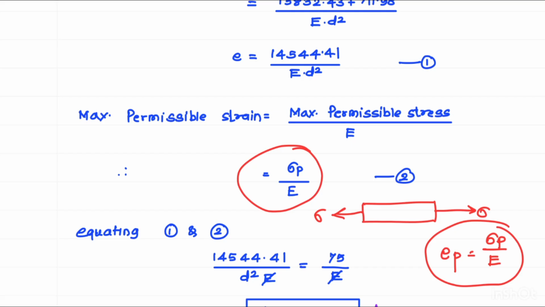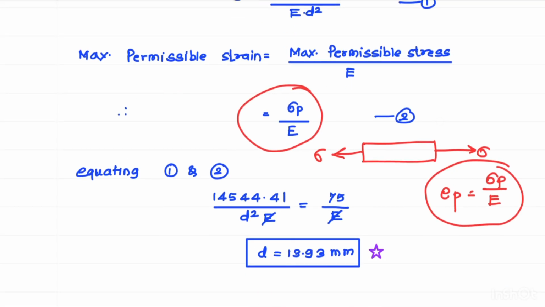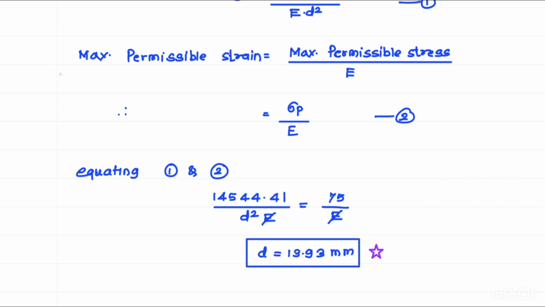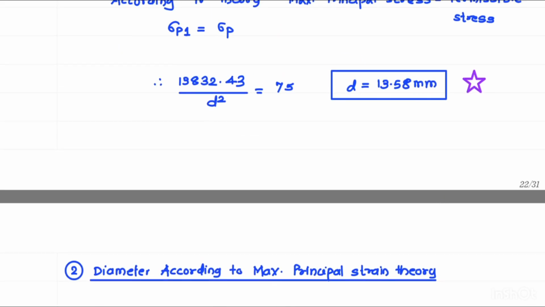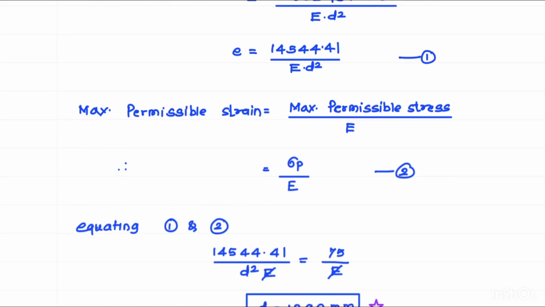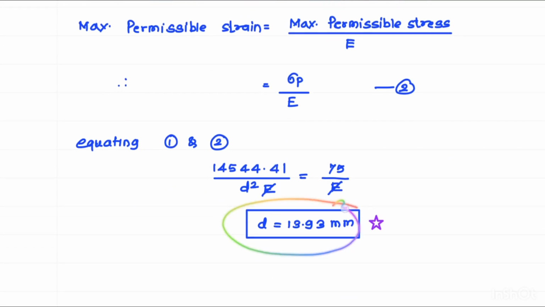Now once you get the maximum permissible strain and equate it to the actual strain value, you get the condition that permissible strain equals the maximum principal strain, and based on this you are going to get the diameter as 13.93. So if you compare the diameters from the two different conditions, one is d equals 13.58 and another is d equals 13.93.